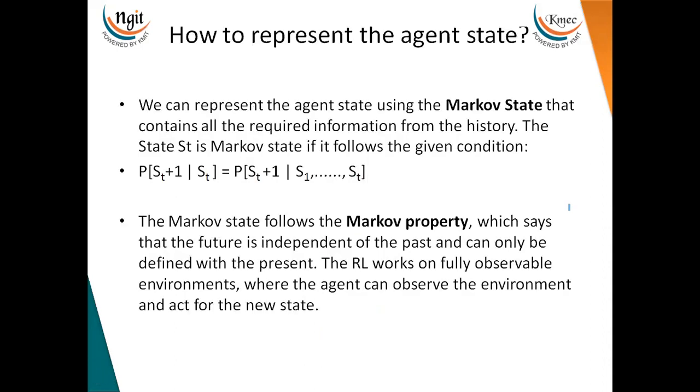Now, what the Markov state is telling us is that the future depends only on the current state, but not on the past. Means the future, at the timestamp t plus 1, depends only on the state st. And when we express this using joint probability, the probability of st plus 1 depends on s1 to st. That is the joint probability, the continuous probability.